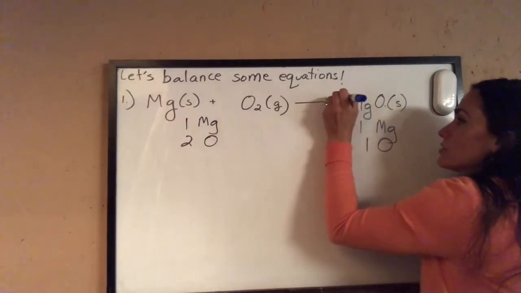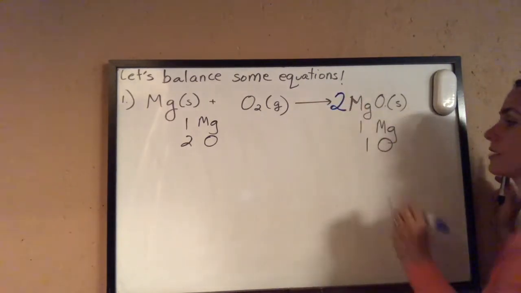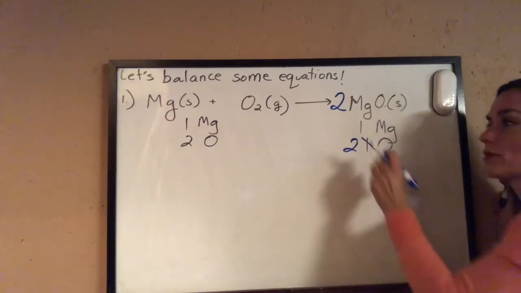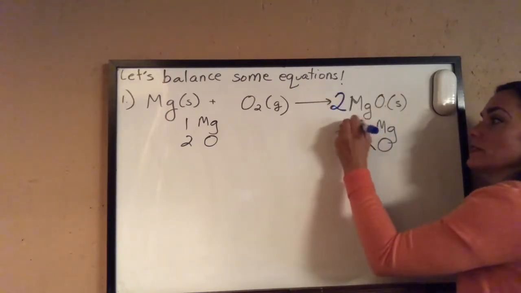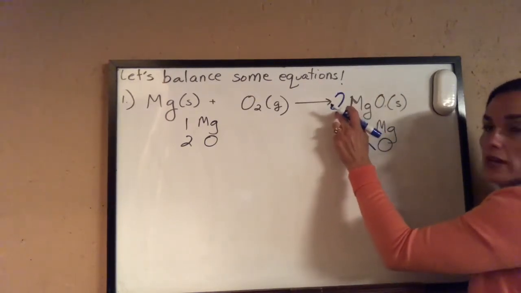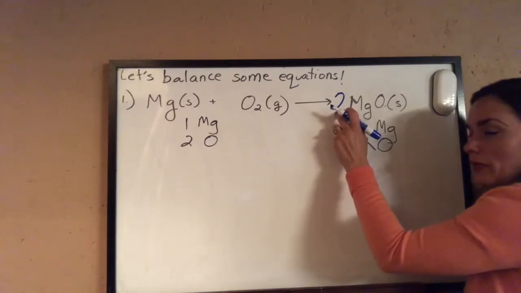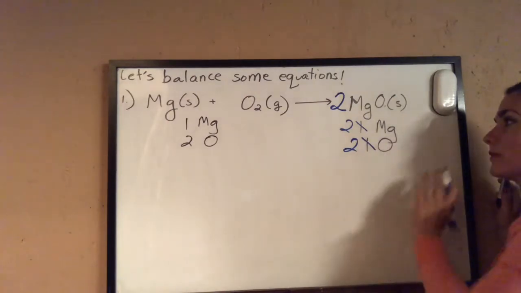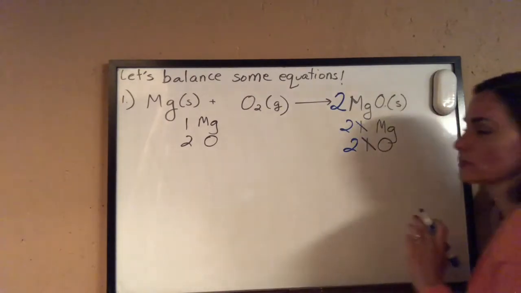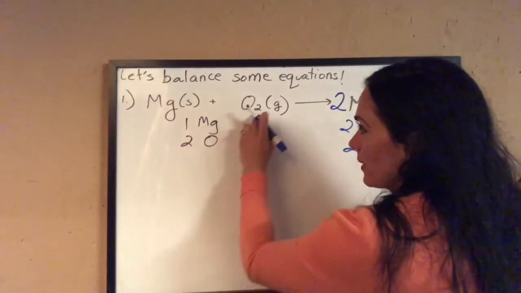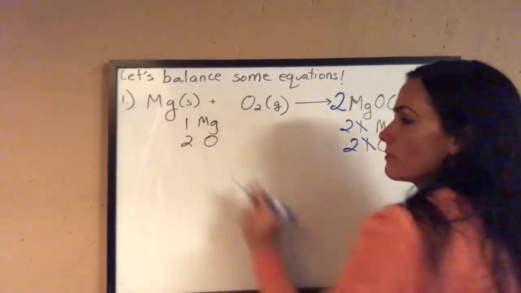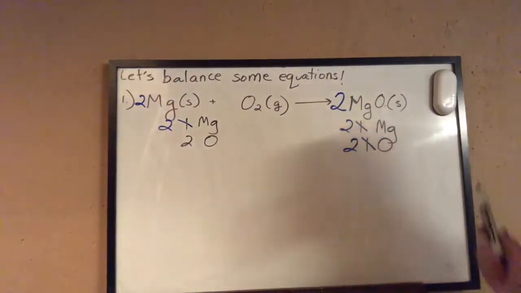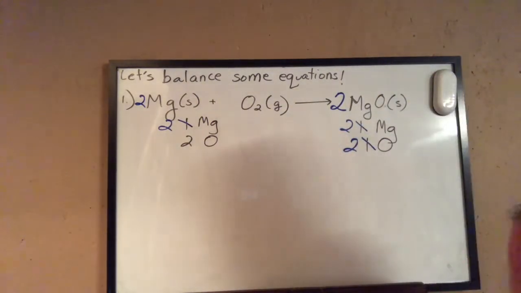A coefficient is a whole number placed before the chemical formula. Well, now with that 2, we have 2 oxygens. But we now have 2 magnesiums because that 2 in front of that formula applies to everything in that formula. So now we have 2 magnesiums and 2 oxygens. Well, we look back over here, okay, yeah, we have 2 oxygens, but we only have 1 magnesium. We need to put a coefficient of 2 in front of magnesium.